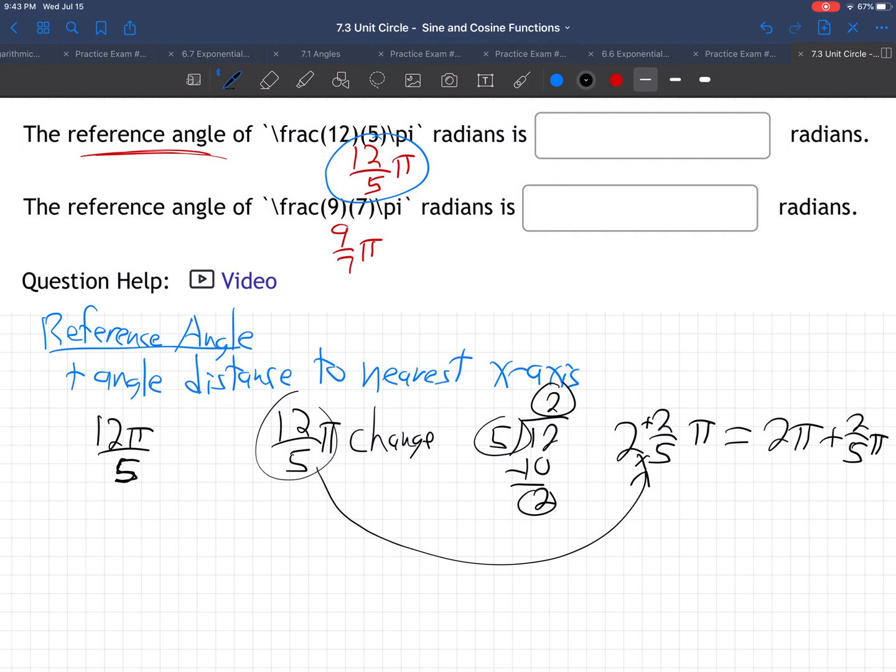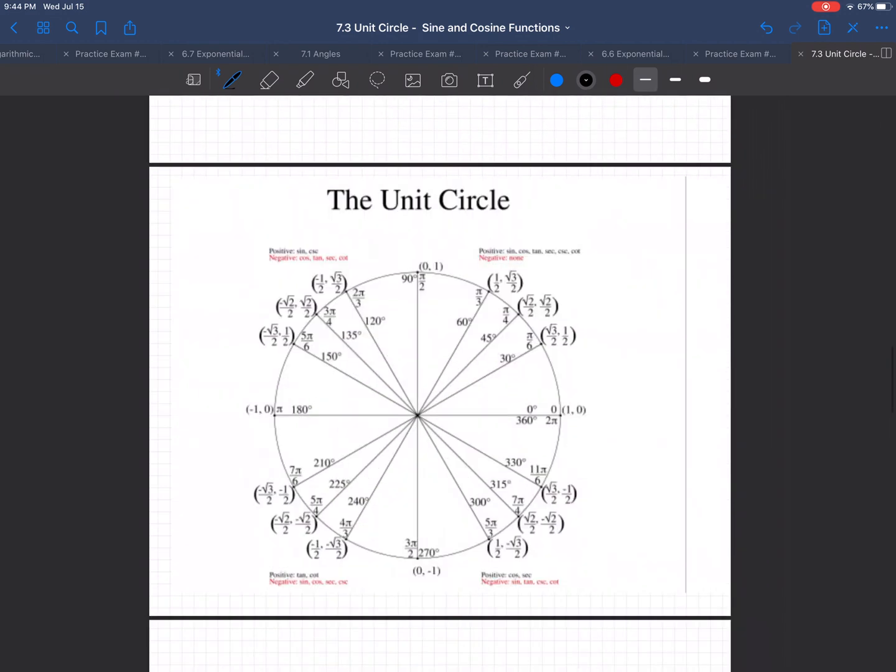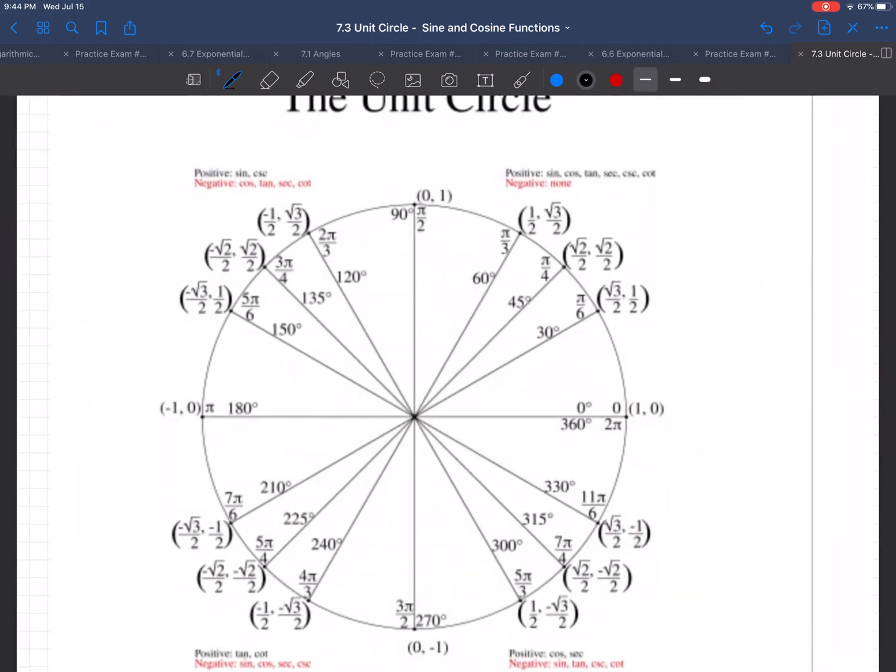Okay, why do we care about that? Well, I'm trying to find the quadrant. So to find a reference angle, step 1 is find the quadrant. And then step 2 is find the angle distance to the nearest x-axis. So if this angle 12/5 pi is 2 and 2/5 pi, then it's 2 pi and 2/5 more. So here's the unit circle. It's 2 pi, meaning it's all the way around, and 2/5 more.